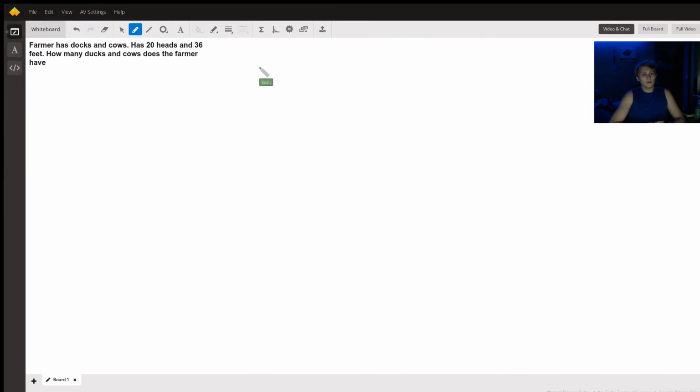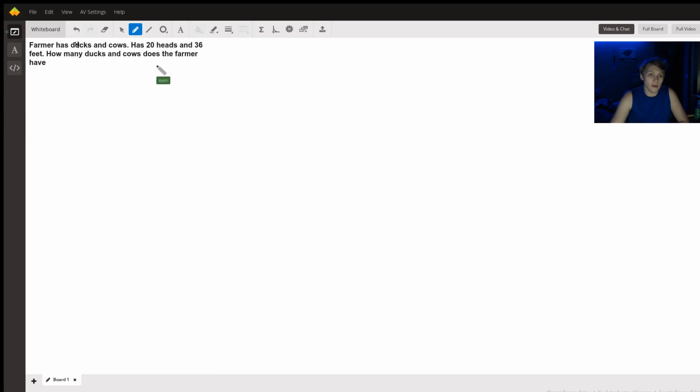Hi, so here we have a system of equations problem. This one, there's something weird about it, but we'll get to that in a second. A farmer has, I assume that's ducks and cows. He has 20 heads and 36 feet. How many ducks and cows does the farmer have?